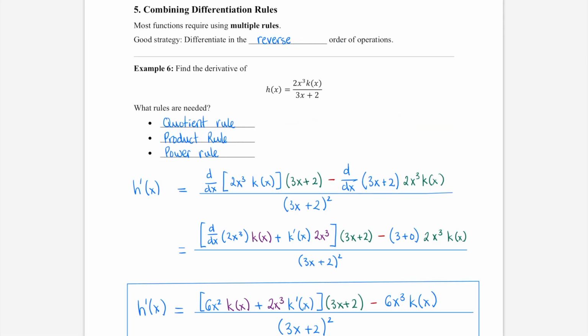So the main point of this page is that some derivatives require us to use more than one rule. In this example, we used the quotient rule for the overall fraction, the product rule for the numerator, and the power rule inside that product. The key is to look at the structure of the function and work through it one step at a time.